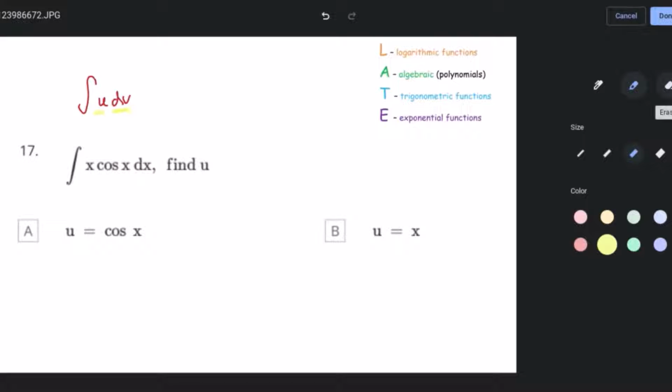The u and dv, the u depends on the rule. So if we have algebraic before trigonometric, then u is algebraic. In this question, x is algebraic and cosine x dx is trigonometric, so the x comes before. So basically the answer is B, which is u equals x.